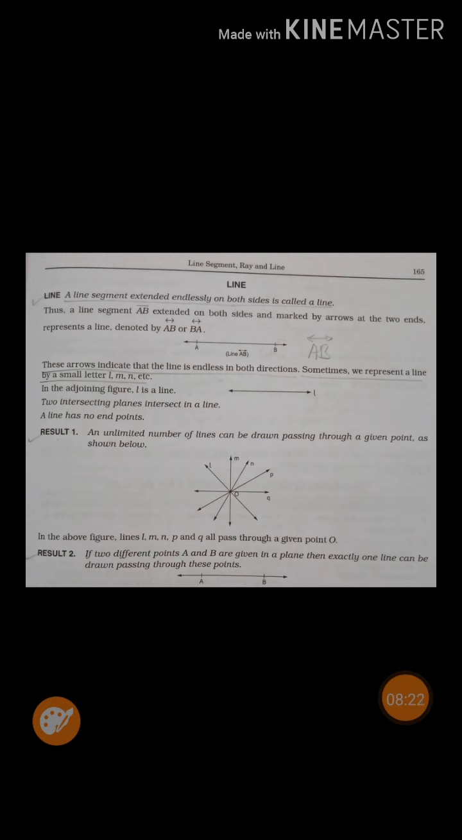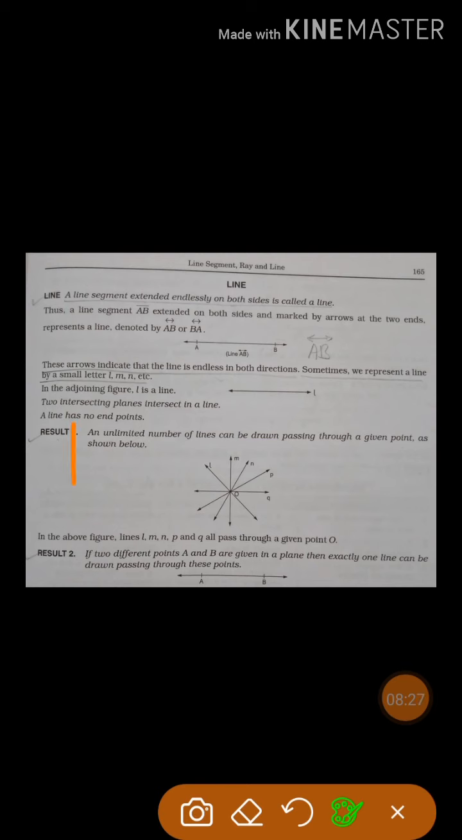Now second, if there are two different points on a plane, like A, this is the point A and this is the point B, then only one line can pass through these two points. These two points are different on this plane. So only one line can be passed through these two points. Only one line can be drawn.